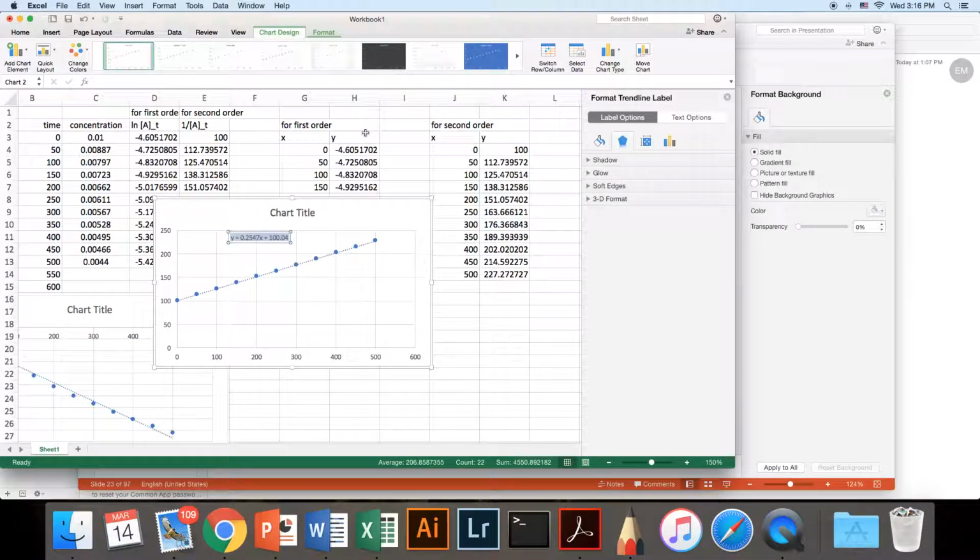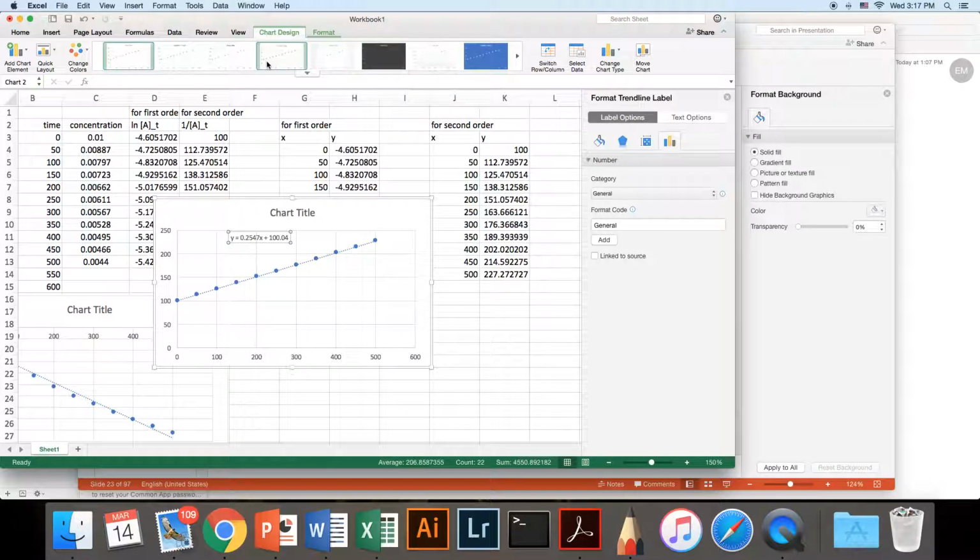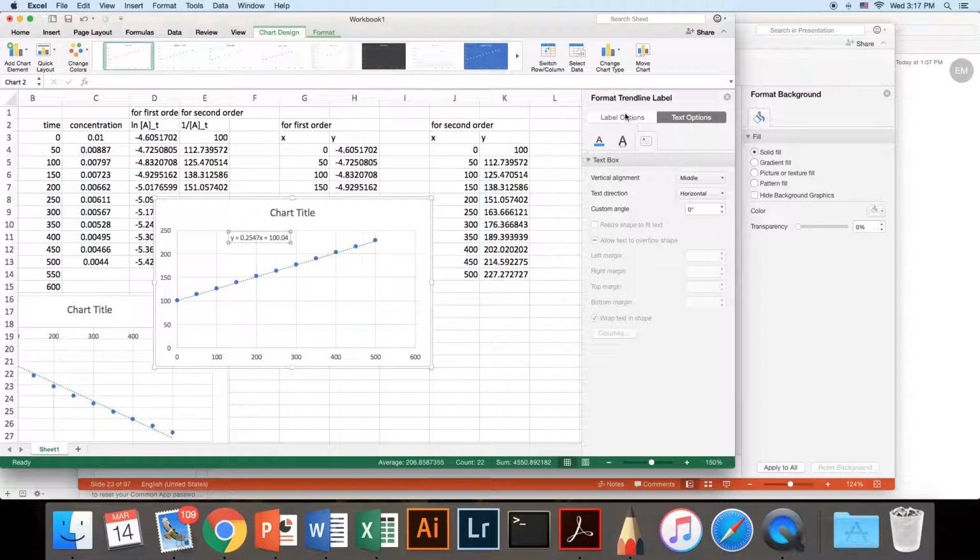Let me see if I can make that font bigger. Format, text box, font. Come on, font. Let's go. Don't have all day. Format. Oh, come on. Let's try that. All right, I can't do it. I'm not familiar with this version of Excel. Text options, text fill, label options. If you're familiar with Excel, it's probably killing you to see me do this.